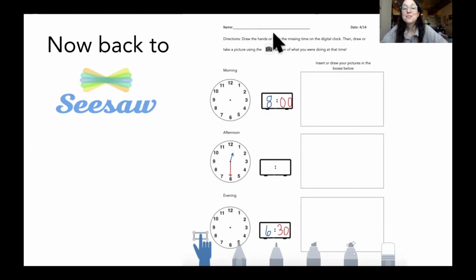And then you guys can either take a picture to show what you are doing at these times, or you can draw a picture to show what you were doing at these times. Bobby and I cannot wait to see what you guys were doing at all these times.